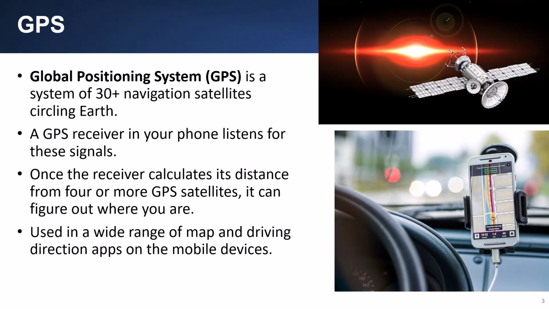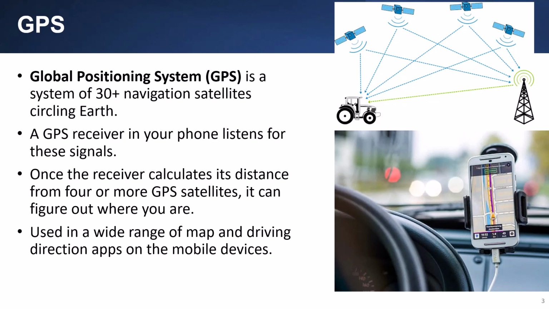Global Positioning System, or GPS, is a system of 30 or more navigation satellites circling Earth. Once the receiver calculates its distance from 4 or more GPS satellites, it can figure out where you are. It is used in a wide range of map and driving direction apps on mobile devices.